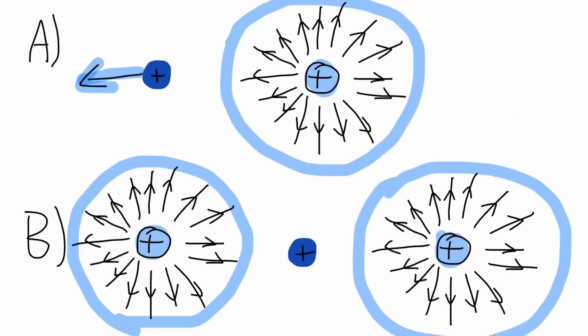In example A, a positive field pushes a positive charge to the left, since they repel each other because they're the same charge. When another positive field is added on the left in example B, the charged point is caught in the middle with no movement. There is no force pulling in either direction, since they're both repelling in opposite directions.